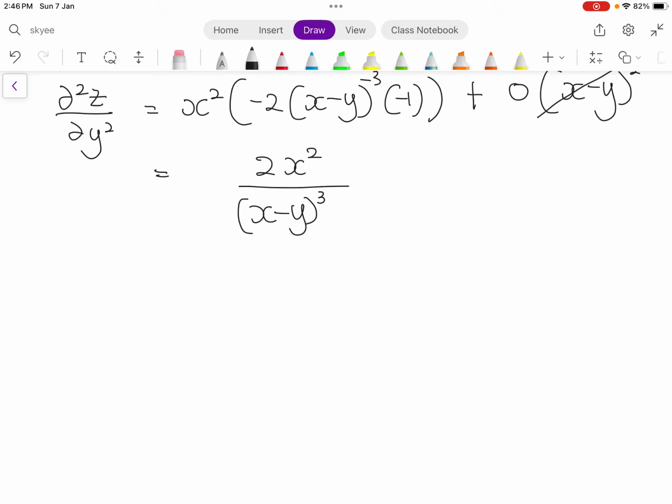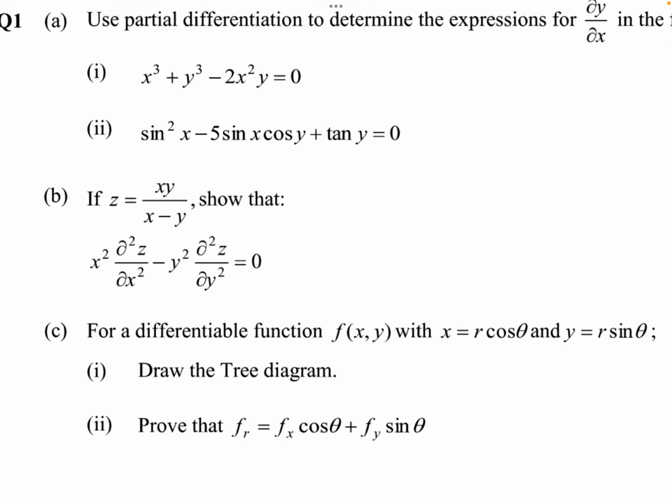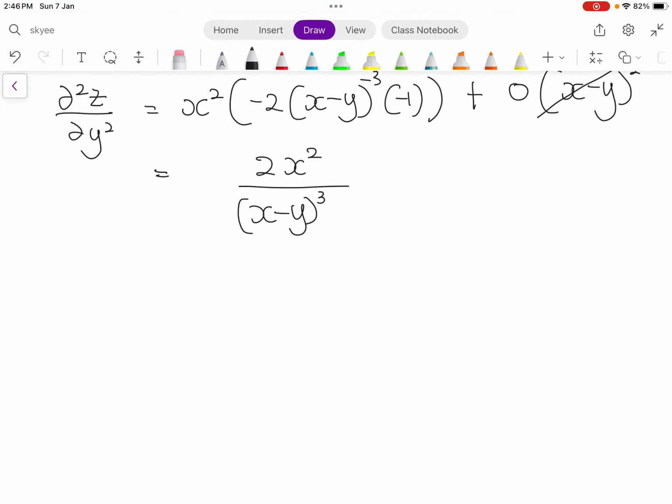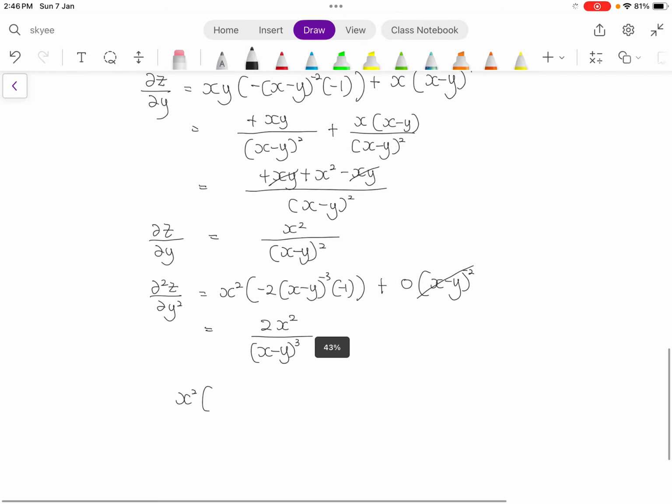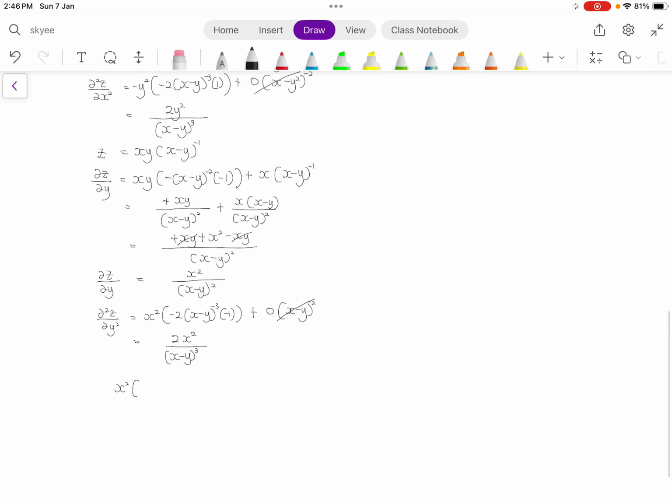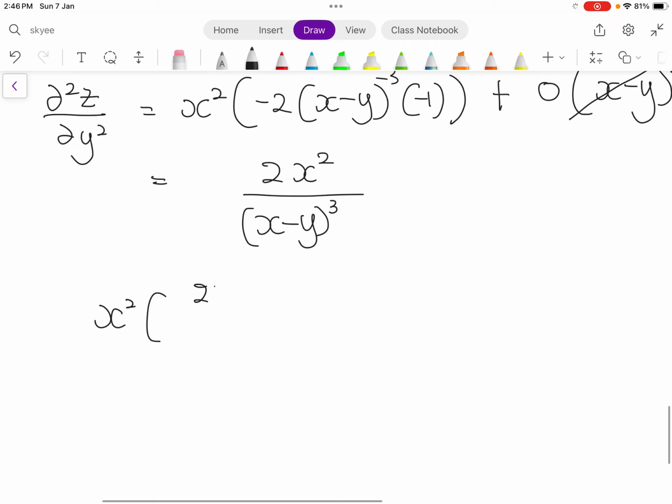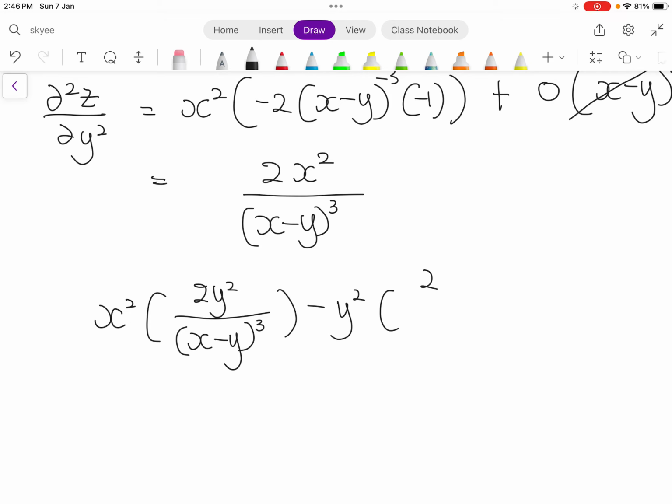So the question asks us to prove this one. So we put here x squared del squared z del x. Where is it? Let me copy it. So it will be 2y squared over x minus y to the power 3, minus y squared, 2x squared over x minus y cubed.